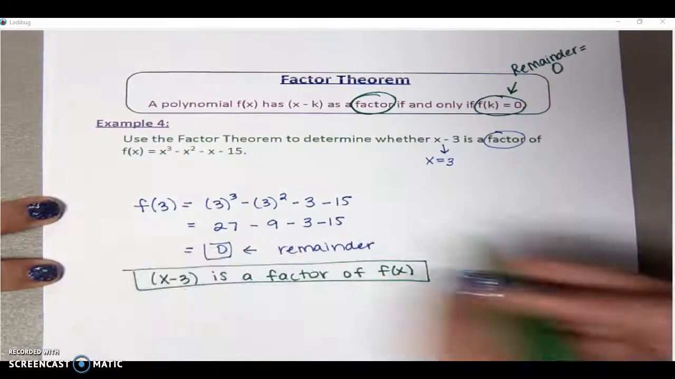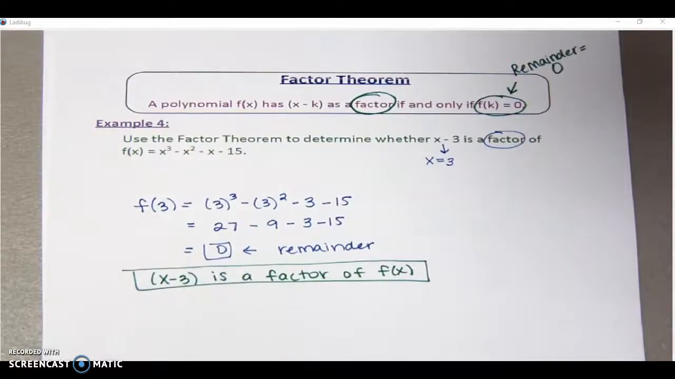Okay, we also could have figured this out using synthetic division or long division. We would have just ended up with a remainder of 0. But anytime you have a remainder of 0, that means that your binomial there is a factor. So that x minus 3 is a factor here.